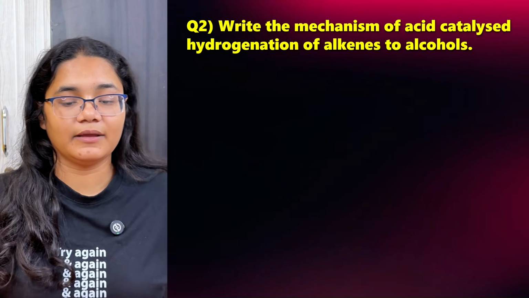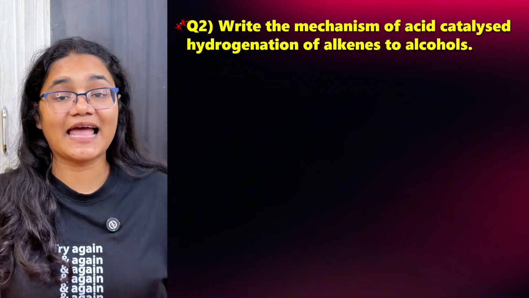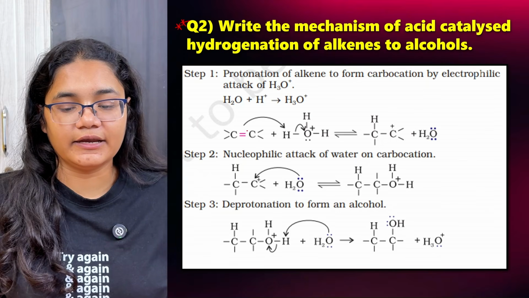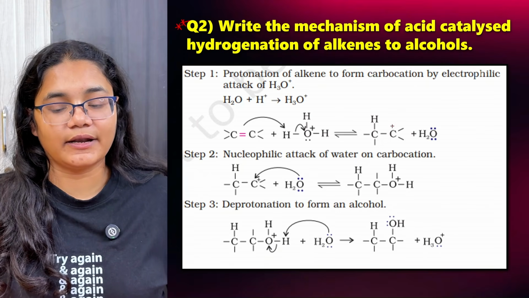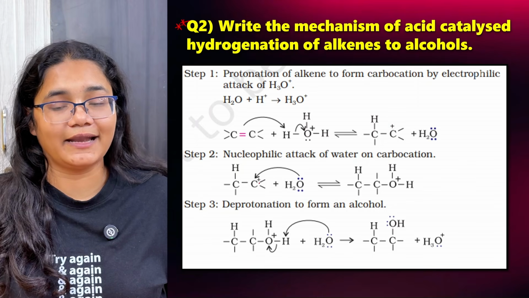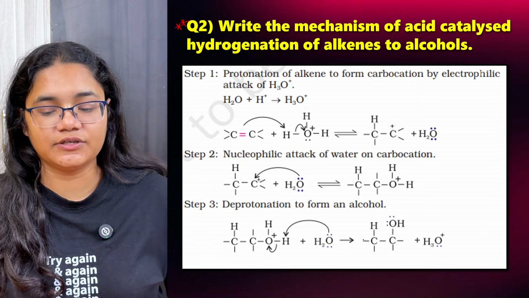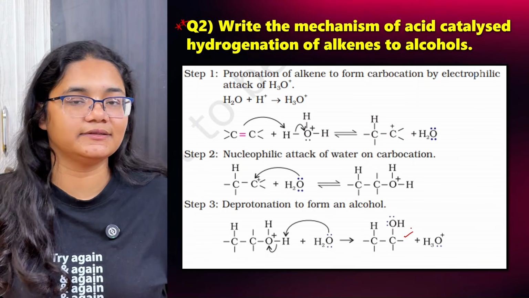Next mechanism based question, very important, is alkenes to alcohols. So here we have first of all alkene, it gets protonated and a carbocation is formed here. Then the water molecule attacks on this carbocation so that a water molecule is attached, and after that there is deprotonation to give you a compound like this.